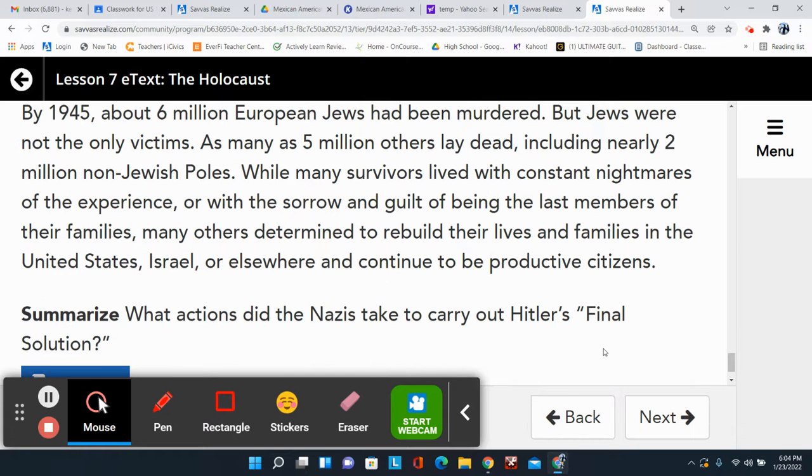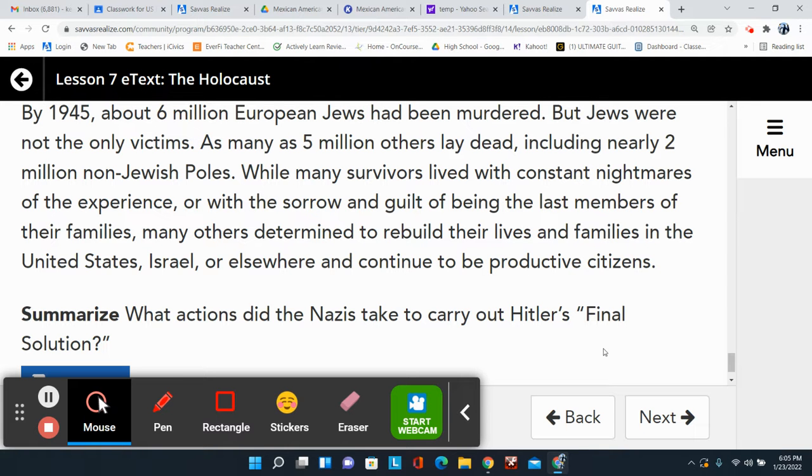By 1945, about 6 million European Jews had been murdered. But Jews were not the only victims. As many as 5 million others lay dead, including nearly 2 million non-Jewish Poles. While many survivors lived with constant nightmares of the experience, or the sorrow and the guilt of being the last members of their families, many others determined to rebuild their lives and families in the United States, Israel, and elsewhere, and continue to be productive citizens.